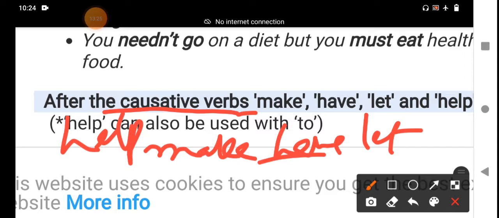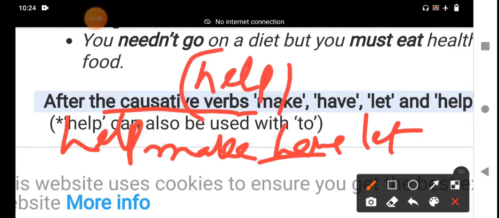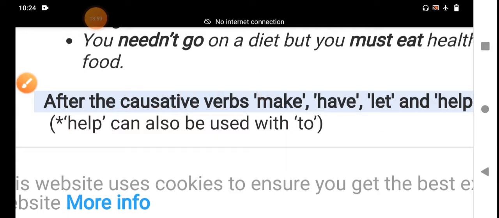What is the meaning of exception? A thing or person that is excluded from a general statement. It does not follow the rule. Something that is not included in a rule or group or a list does not follow the rule. In the use of the verb help, this verb takes bare infinitive and to infinitive also. That is why help can also be used with to.